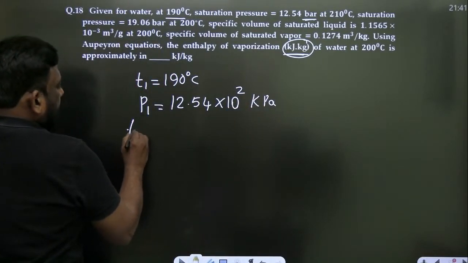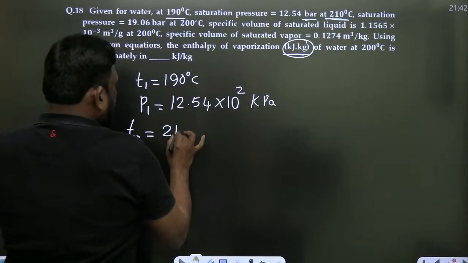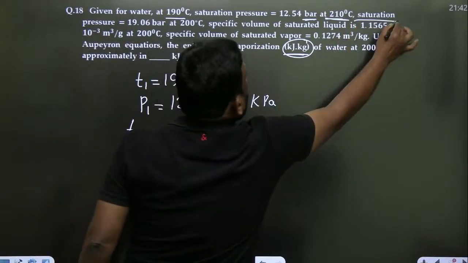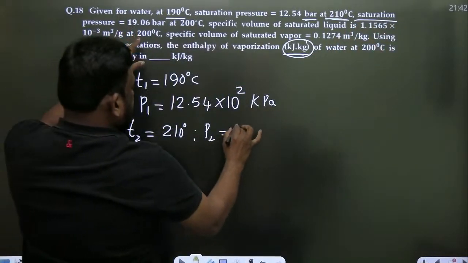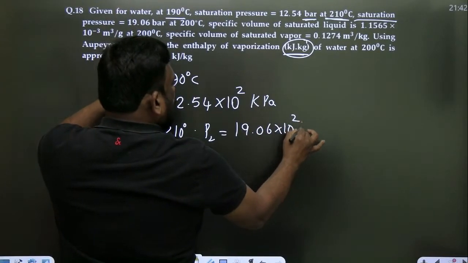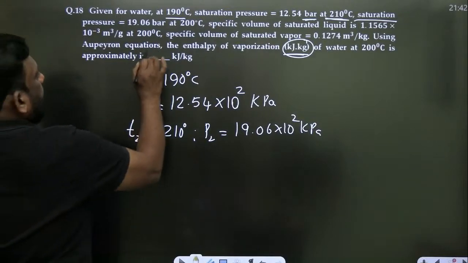And another temperature is given at 210. What is the saturation pressure? At 210, the saturation pressure is 19.06. Again, it is in bar, so convert it to kilopascal. Okay, sir. Now the question is this.